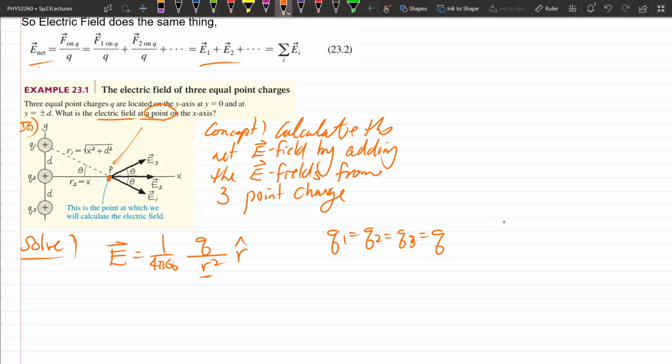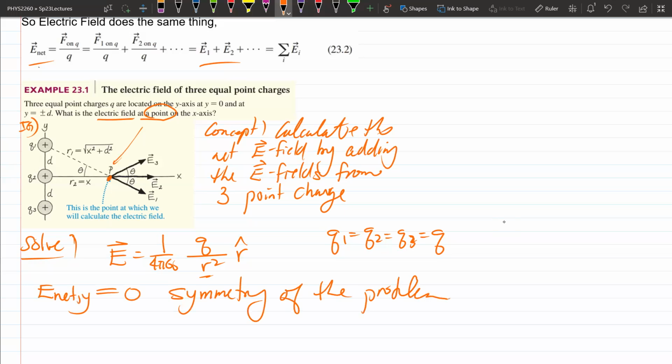Since these two charges are the same, but they go towards this point, what do you guys think the y direction of the electric field is going to be if you have these two charges on opposite sides of the x-axis? They're going to add up to 0. So all we have to do is figure out the x component, not the y component. So the net electric field in the y direction is equal to 0 from the symmetry of the problem. Does that make sense to everyone?